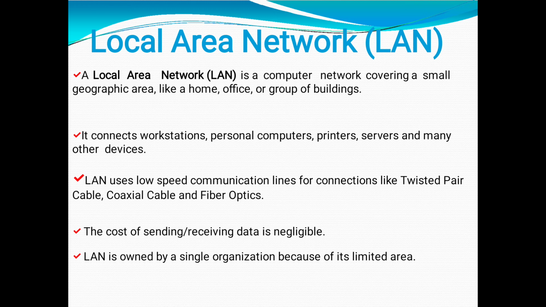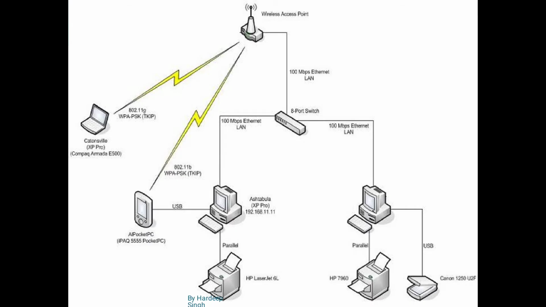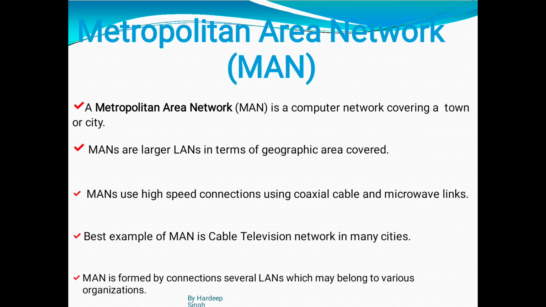LAN uses low speed communication lines for connections. It uses twisted pair cables, coaxial cables or fiber optic cables. The cost of sending or receiving data is negligible. This is a simple example for LAN.